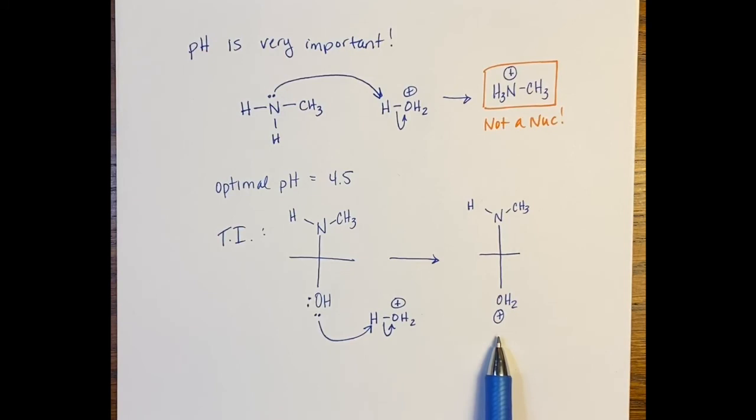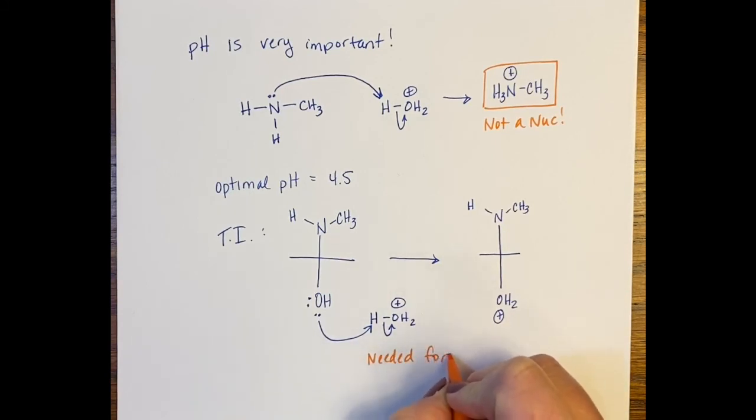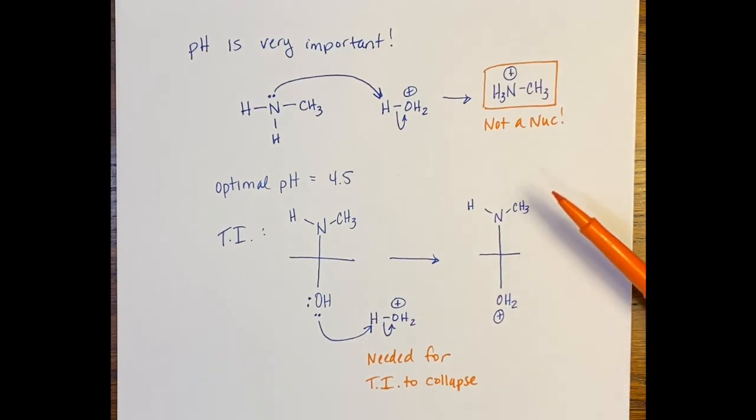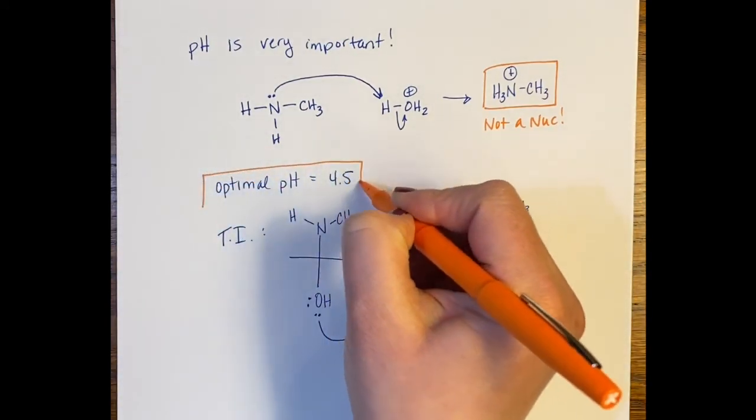That's going to allow us to lose that group and ultimately allow us to make our product, which in this case would have been an imine. So overall, the pH of this reaction is very important because we need the acid for the tetrahedral intermediate to collapse, but we can't have so much acid around that we interfere with the ability of the amine to act as a nucleophile. So our optimal pH for this reaction is 4.5.